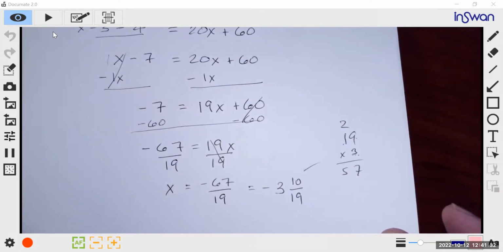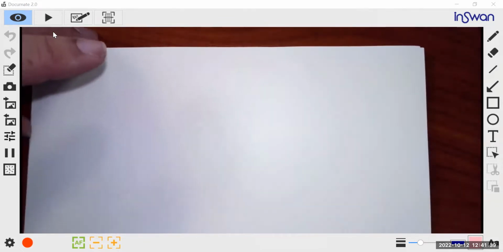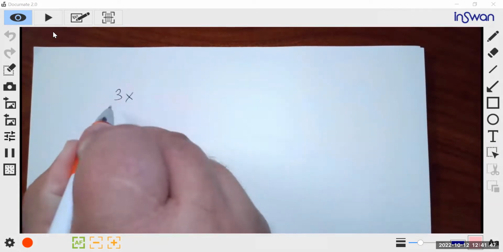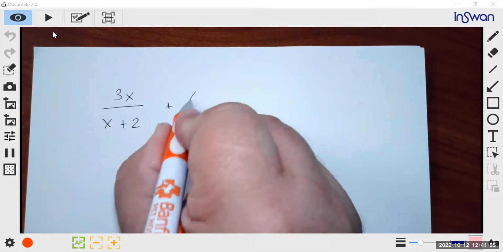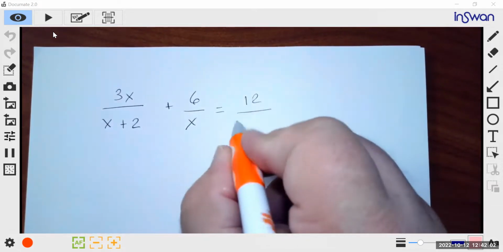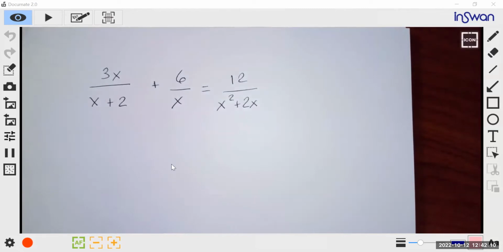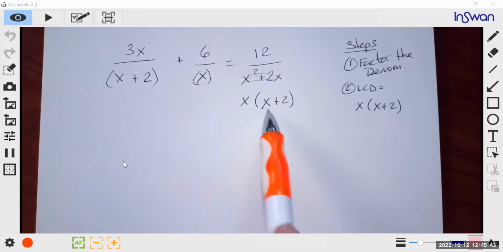You want to try another one? So we got to factor out the denominators. From there, we can find our LCD with both x plus 2's and x.